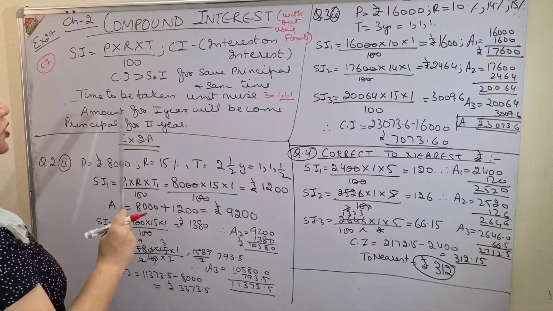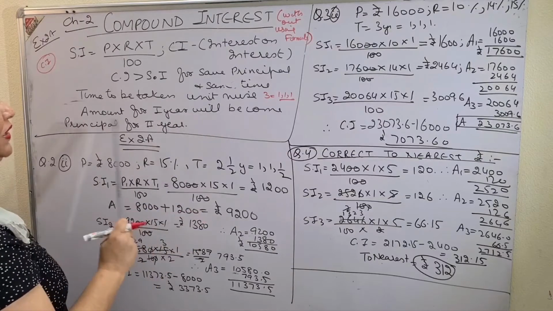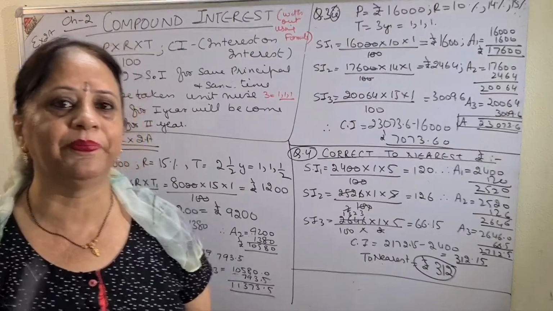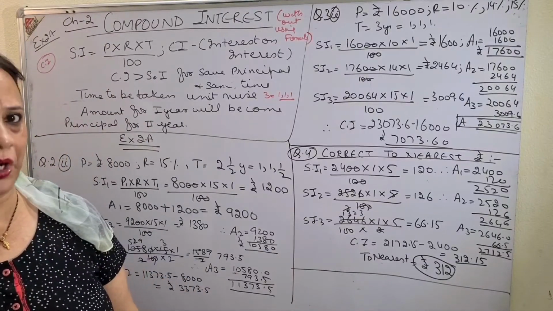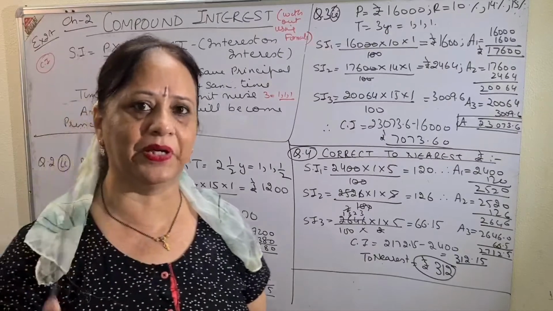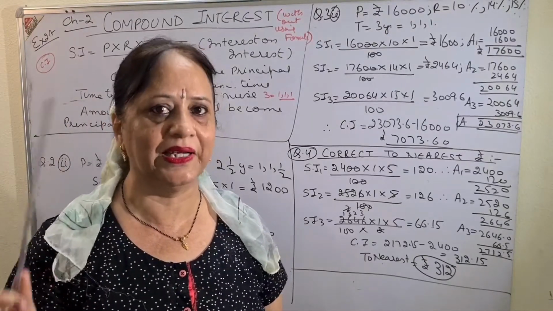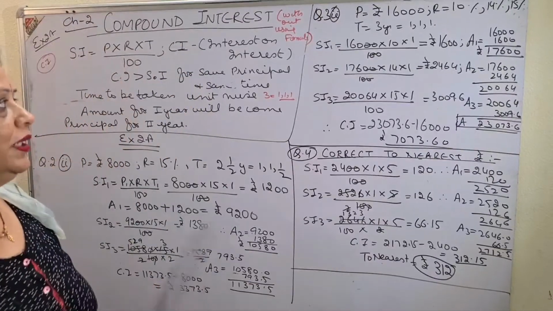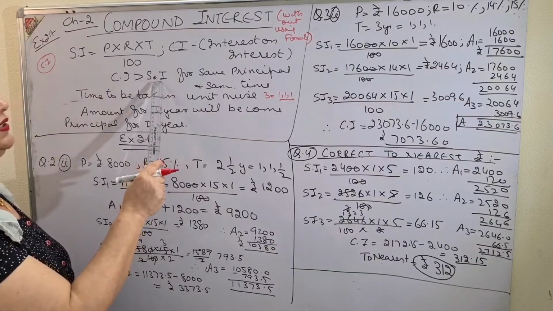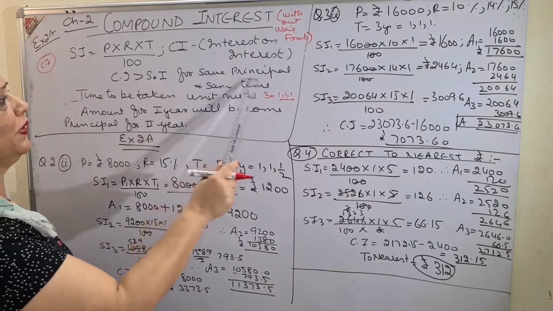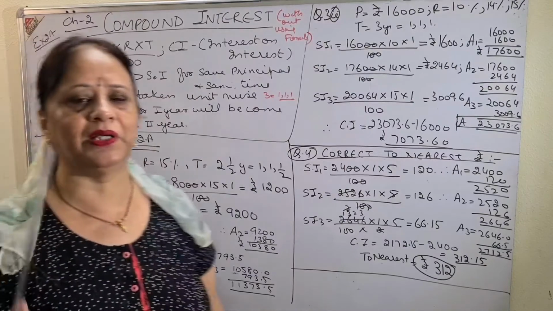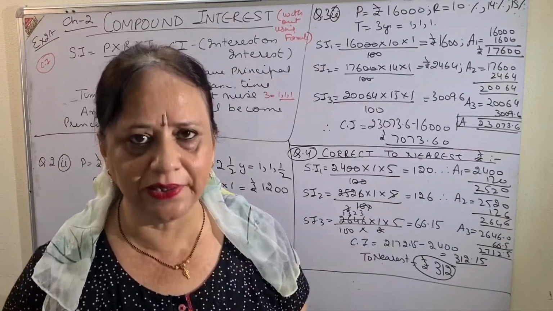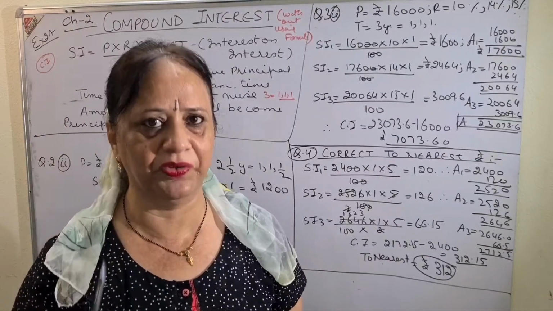Second, amount for the first year will become the principal for the second year. Remember children, this is the base of this chapter. You can say the mantra of this chapter: amount for the first year will become the principal for the second year, and time to be taken unit wise. And above all, I want to tell you something, that compound interest is always greater than simple interest for same principal and same time, unless some other conditions are given. Usually compound interest is greater than simple interest. This is what we are going to follow now.